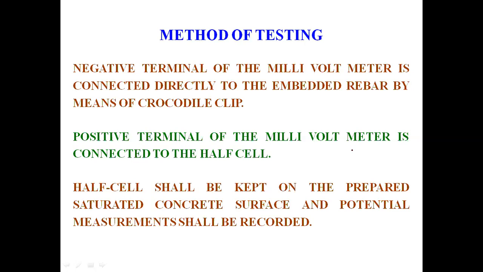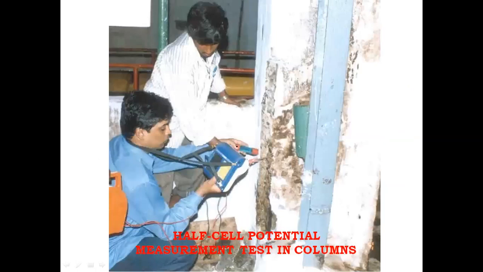So next, the half cell shall be kept on the prepared saturated concrete surface, and potential measurements shall be recorded. Whatever half cell we are using, it should be kept on the prepared saturated surface; as I told you, the concrete is supposed to be wet. That we call a saturated concrete surface, and potential measurements can be recorded in your meter. So that is how we go through the procedure. Let me show you how it was observed.